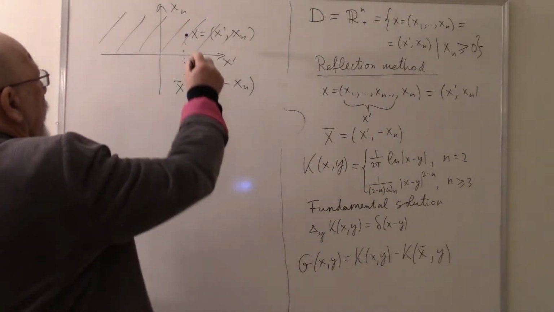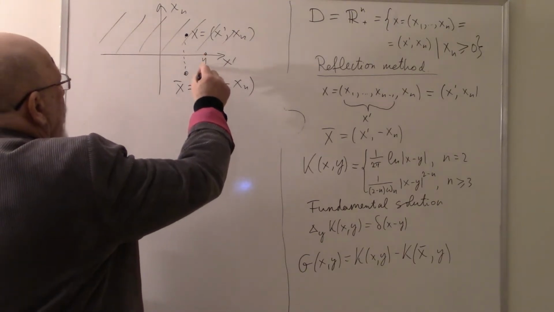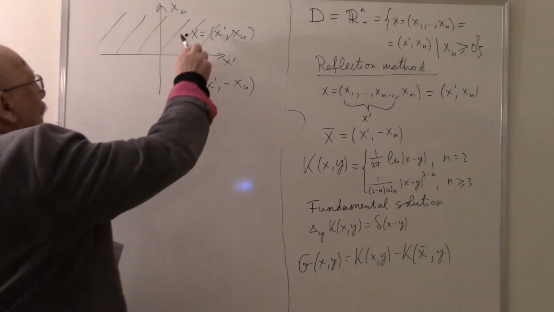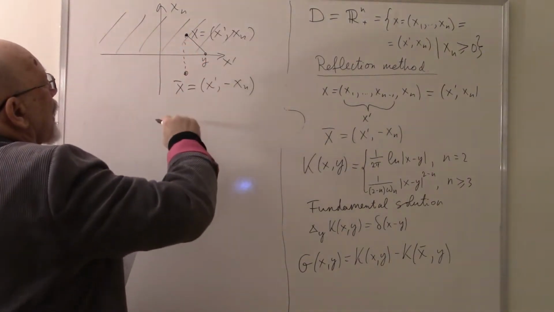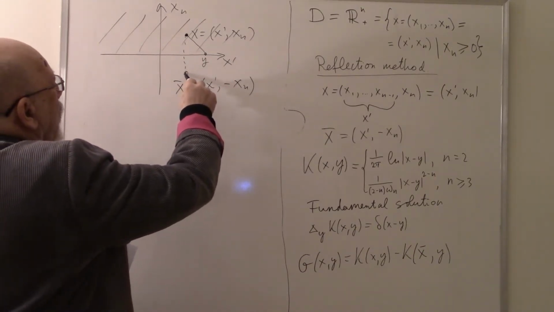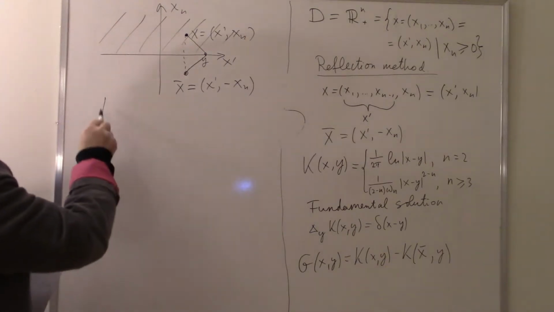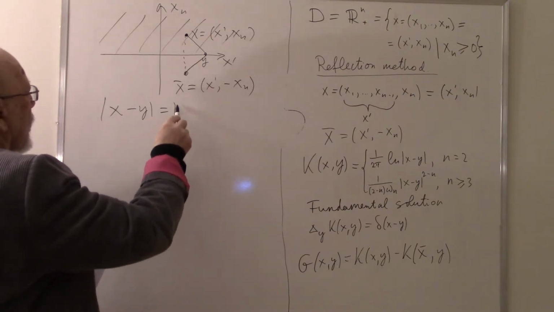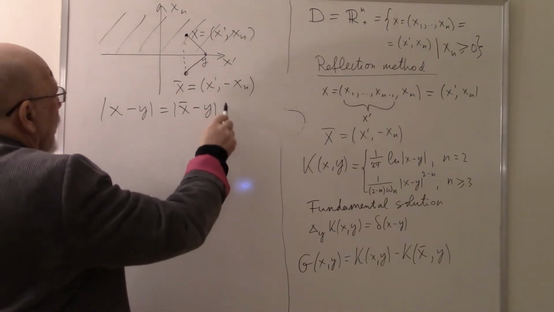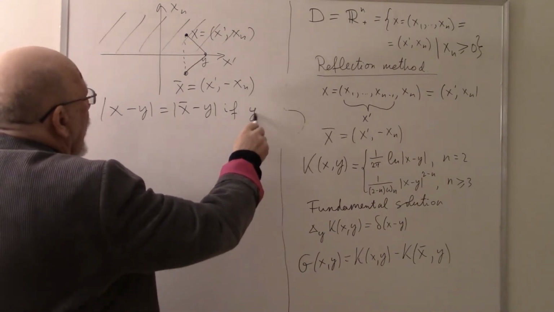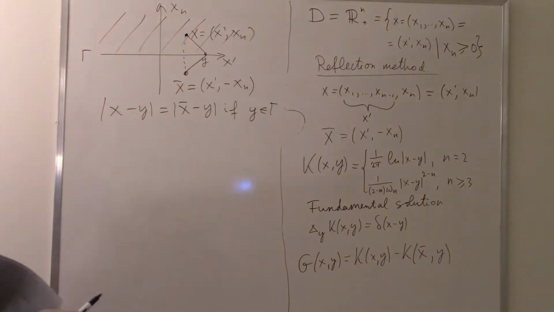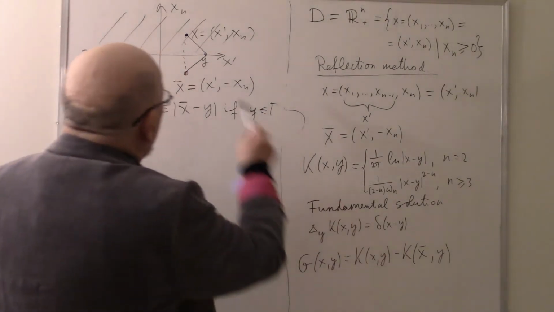And if y is on the boundary, the point y, then we see that the distance from x to y and the distance from x bar to y are equal. The modulus of x minus y equals the modulus of x bar minus y if y is in gamma. Gamma is this plane. And this means that this difference is 0.